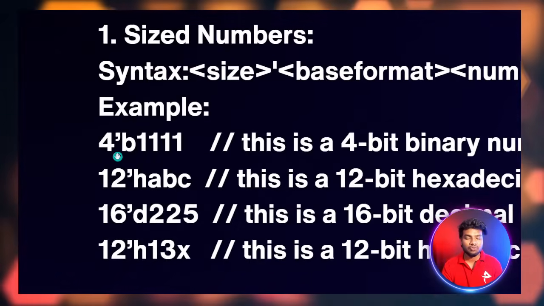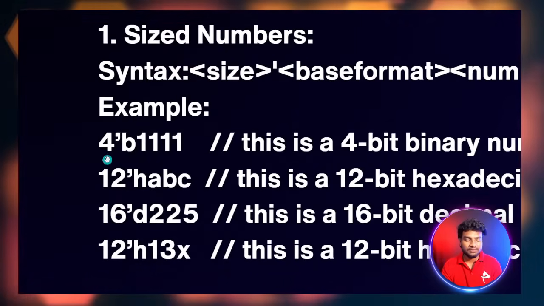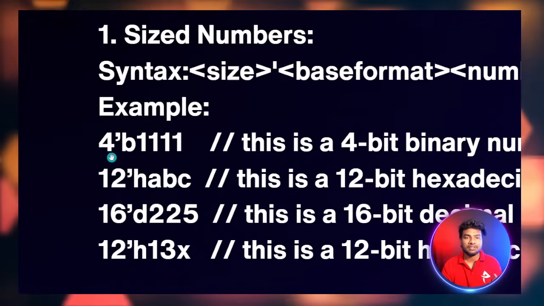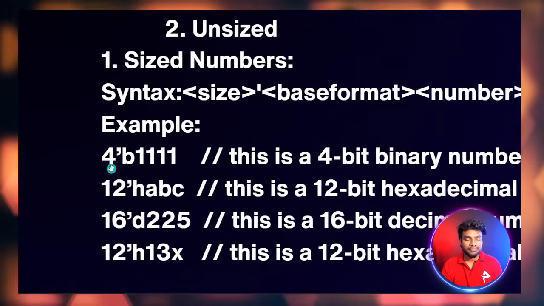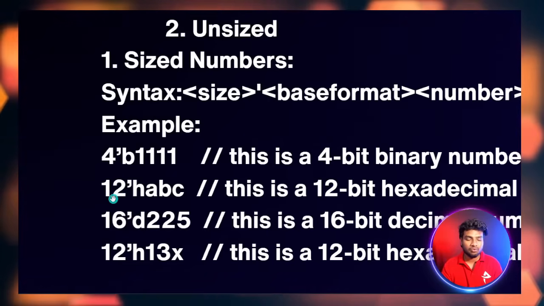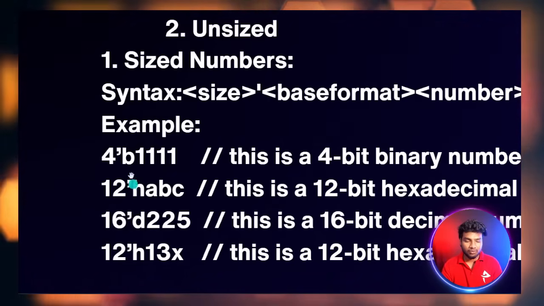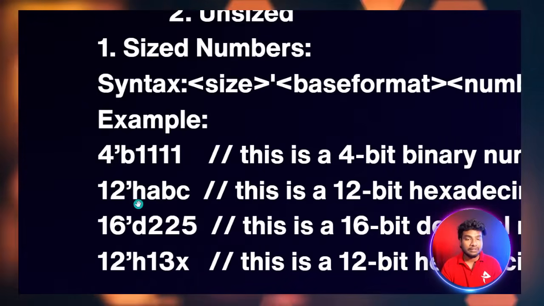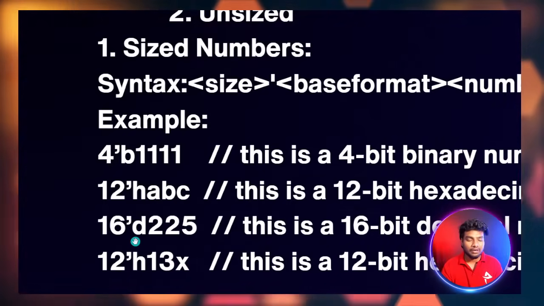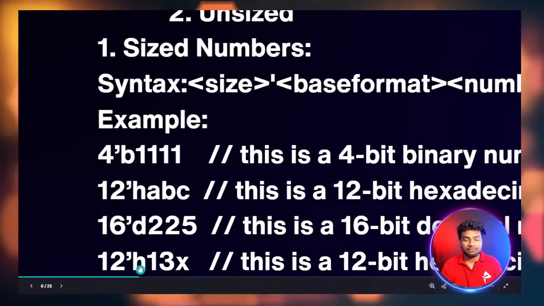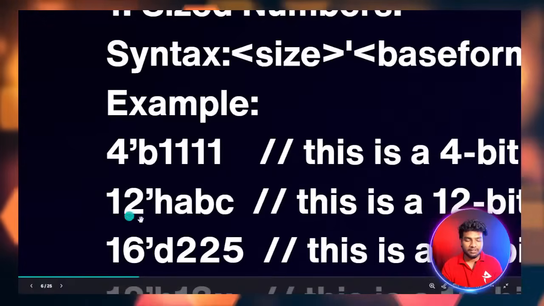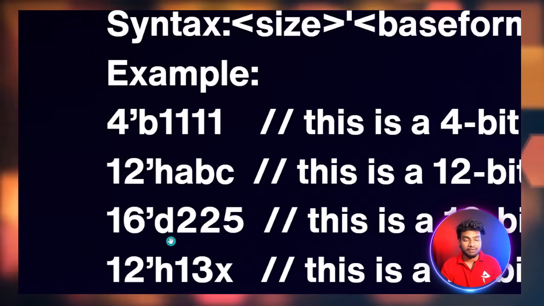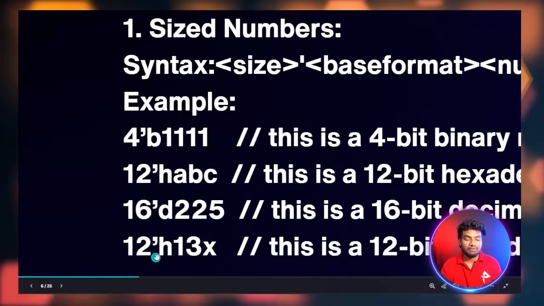So this refers to size. This 4 refers to the size of the binary, the size of the signal. If it is 4, there are 4 bits. If it is 12, it's a 12-bit value. You can see here B refers to binary, H refers to hexadecimal, and D refers to decimal. So here this is a 12-bit hexadecimal, this is a 16-bit decimal value, and this is a 12-bit hexadecimal value.